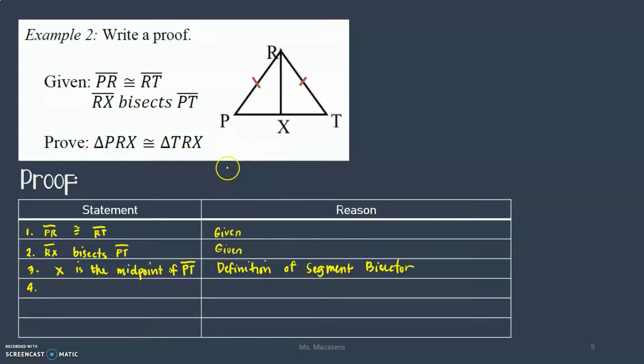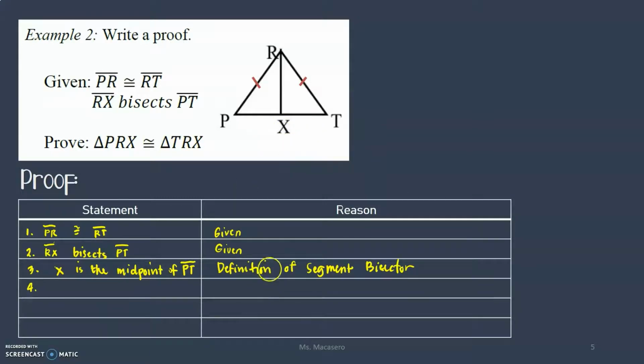Okay, where did we get that? Because it says here in our given that segment RX bisects segment PT. And since segment RX bisects segment PT, by definition of segment bisector, we know that X here is the midpoint of segment PT.